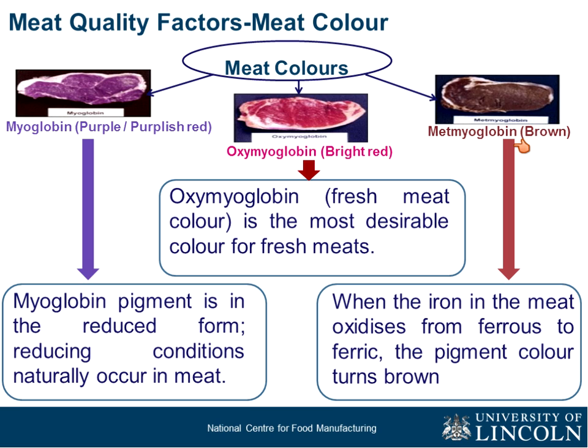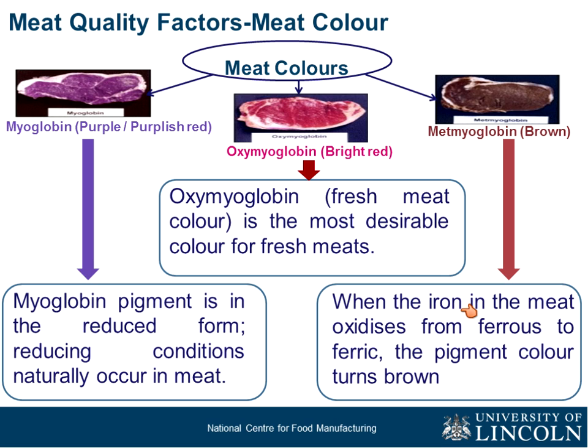The brown myoglobin color. When the iron in the meat oxidizes from ferrous to ferric, the pigment turns brown. What happens here is the oxidation of ferrous in the meat to ferric. Now the question I want to ask is, if you are a consumer buying fresh meat, what you would like to see is bright red.